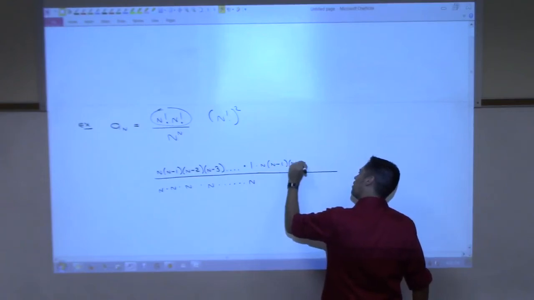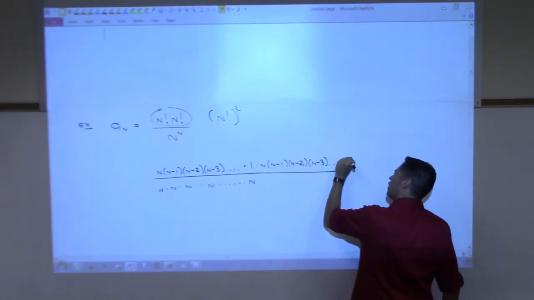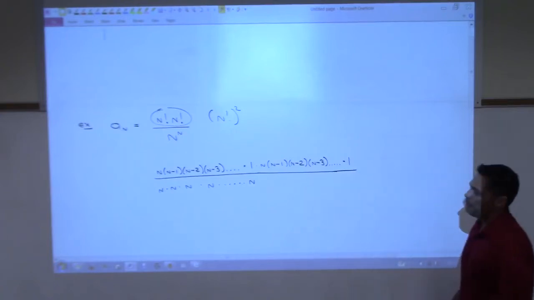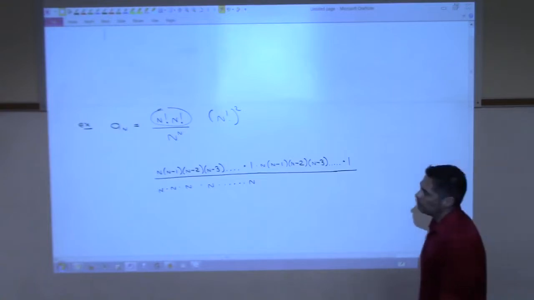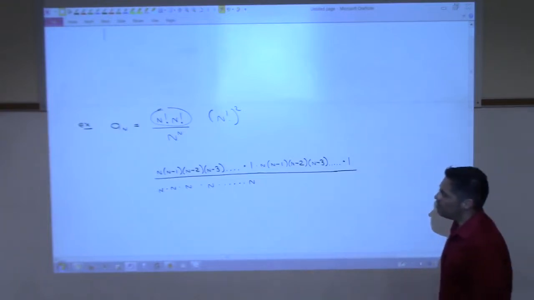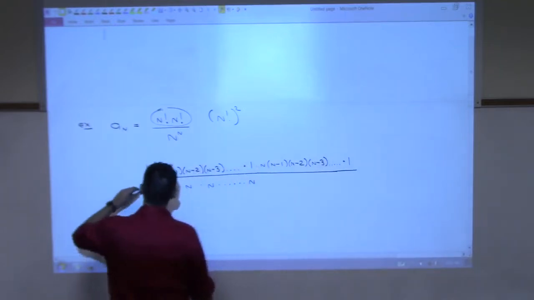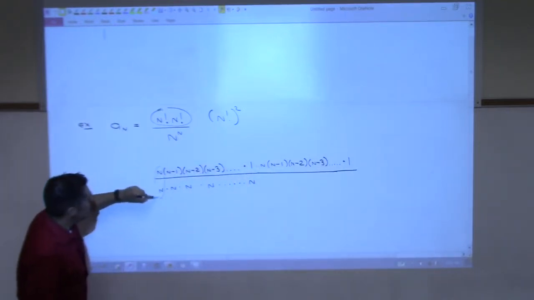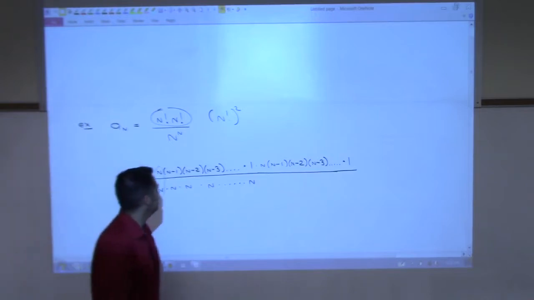1 times n minus 2 times n minus 3, all the way out to 1. I could square each one, yes. There's a reason I didn't, though. Let's look at a pattern here. See this right here, that's 1, right? Agreed? Okay, and then what else can I kill off here?